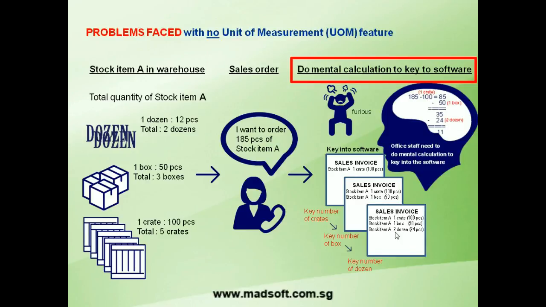Next entry, the office staff need to key in 2 dozen. 35 pieces less 24 pieces will have 11 pieces remaining. So the office staff need to key in 4 steps to complete the UOM process. The following video will show you the tedious mental calculation to complete the UOM feature.